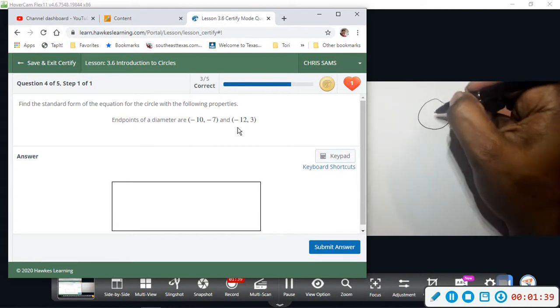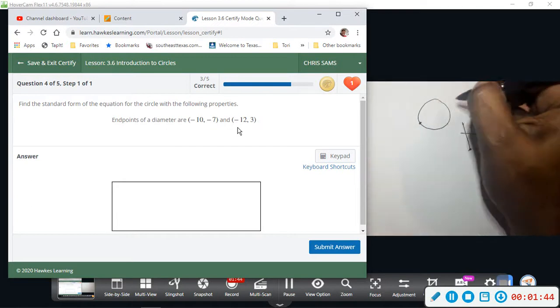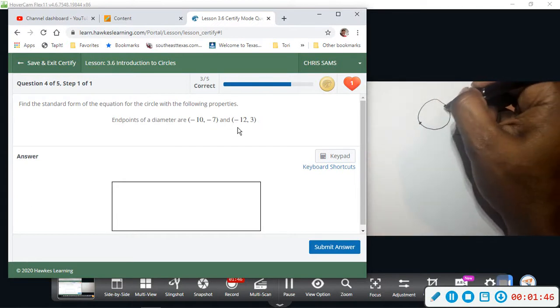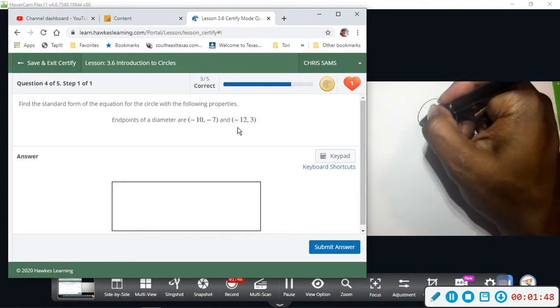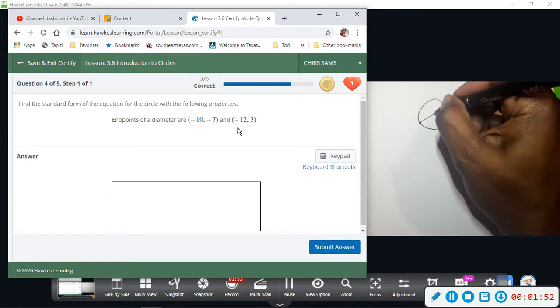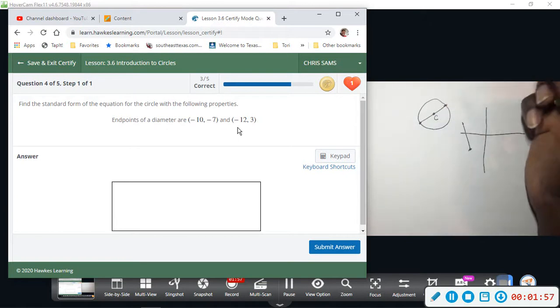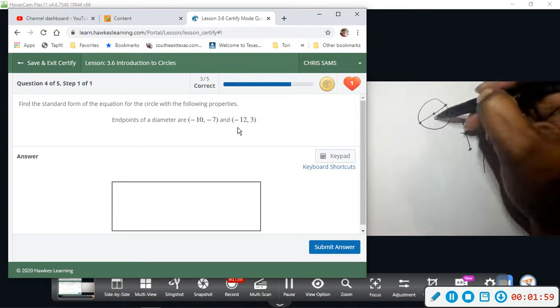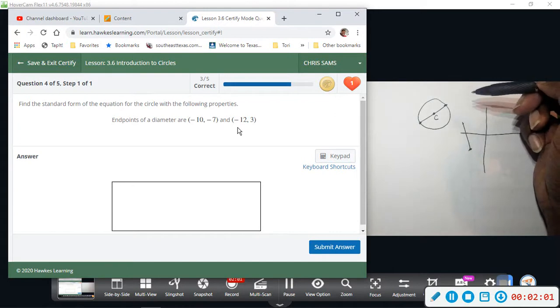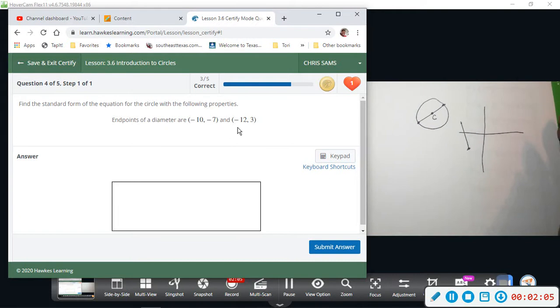So what you need to remember, this circle is doing something like this, and this might not be exact, but there's a diagonal line going straight across. Those are the endpoints of the diameter. We're going to find the middle, the midpoint, which is going to give us our center. And then once we find the center, we can do the same process that we did in the previous problem to find the radius, to write this in standard form.